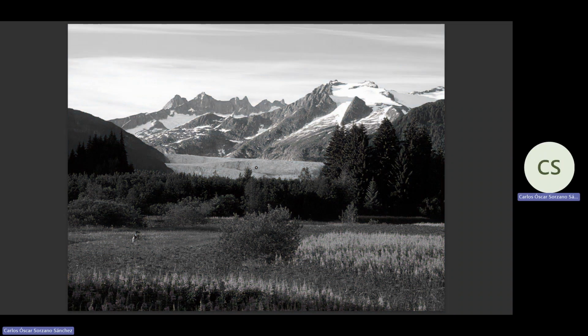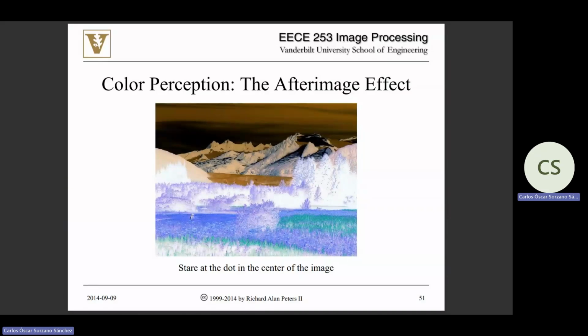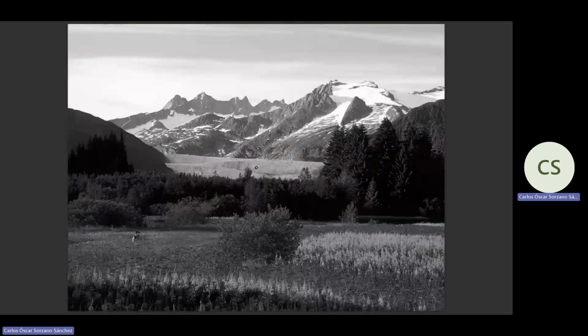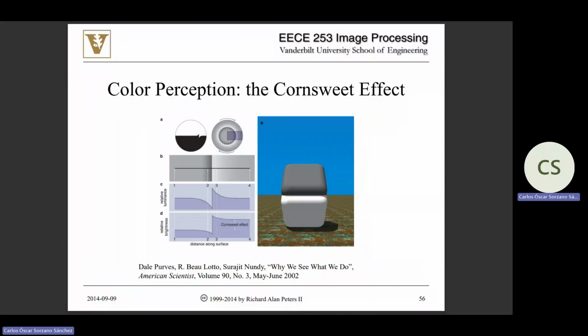So this is a black and white image, and it seems that some people see it with some colors. I don't know. Yeah. This effect is an after image effect. It is playing with the saturation of the cones. They are firing at a given rate, and then immediately after changing, it seems that some people see colors. But you can also play with the visual system in many other ways.